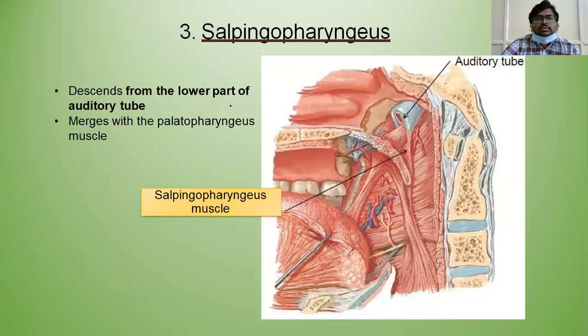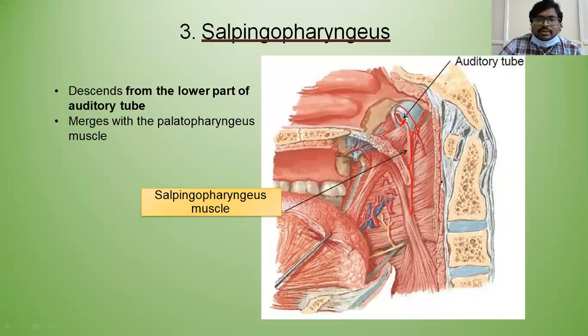Now coming to salpingopharyngeus. The salpingopharyngeus originates from the lower border of the cartilaginous part. You can see the cartilaginous part. It arises from the cartilaginous part of the eustachian tube. It goes downwards and it joins with the palatopharyngeus muscle to form the conjoined tendon.